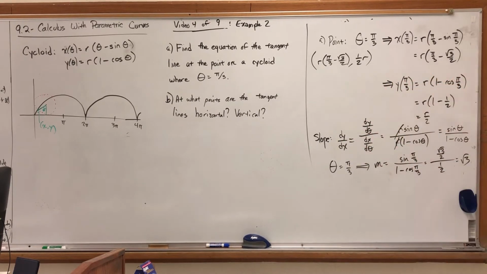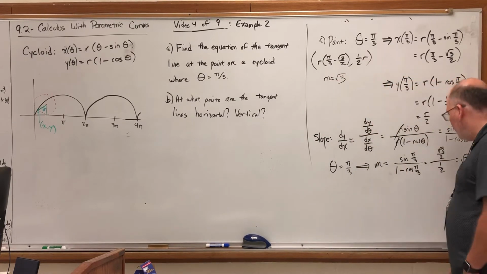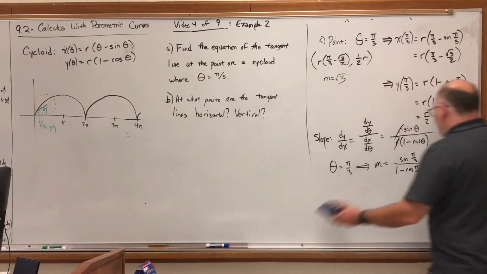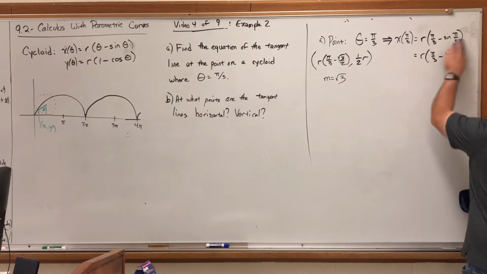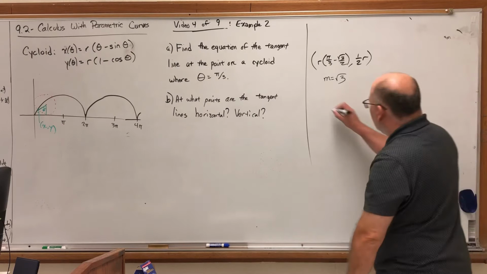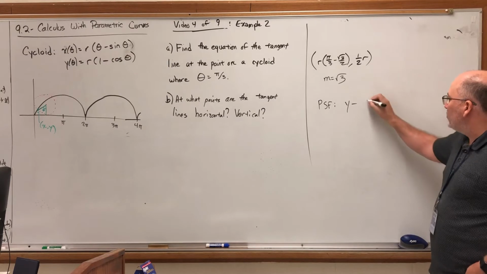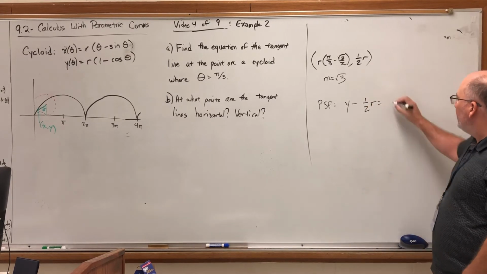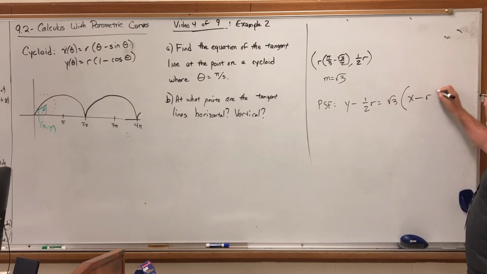All right, looks like we have what we want. Before we stick it over there and say we're done, let's build our equation and see how ugly it's going to get. I'm going to move the slope up here underneath the point. Slope is the square root of 3. So that I can erase this and now build the equation in point slope form. We have our point, we have our slope. Point slope form is y minus the y coordinate of the point, so y minus 1/2 r, equals the slope, square root of 3, times x minus the x coordinate. So x minus r times the quantity, pi over 3 minus the square root of 3 over 2.